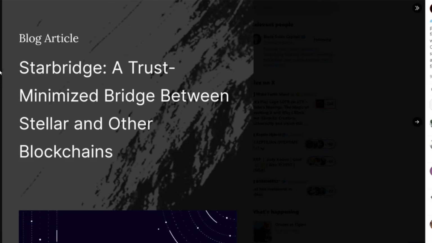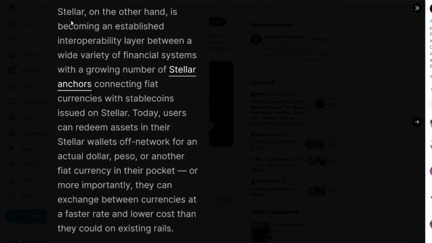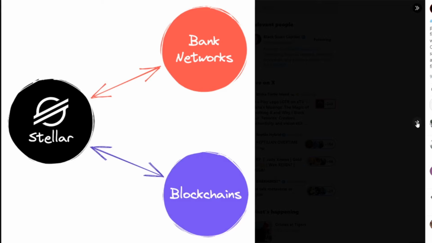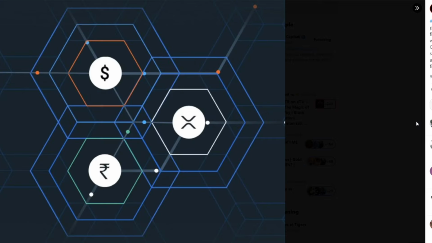So as you guys can see here, we have Starbridge, a trust-minimized bridge between Stellar and other blockchains. We have Stellar connecting to all of the other blockchains and digital assets. We call this interoperability. The XRP Ledger and XRP are doing the exact same thing as well. And we can see that Stellar is becoming an established interoperability layer between a wide variety of financial systems, with a growing number of Stellar anchors connecting fiat currencies with stablecoins issued on Stellar. So we will see Stellar connecting all of the currencies and assets on top of the Stellar blockchain. For example, we have USDC, US dollar, pesos, yen, yuan, all running on top of the XLM blockchain, right? So that is, again, all big stuff.